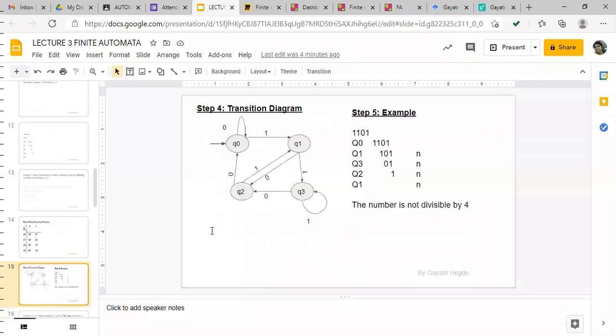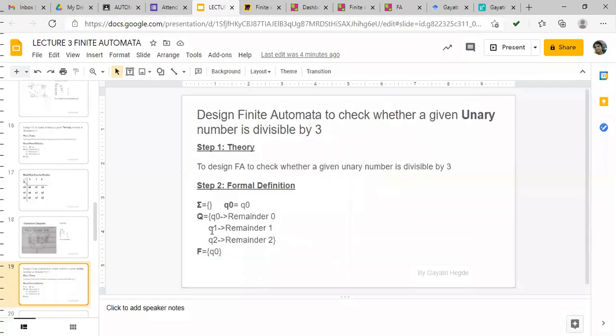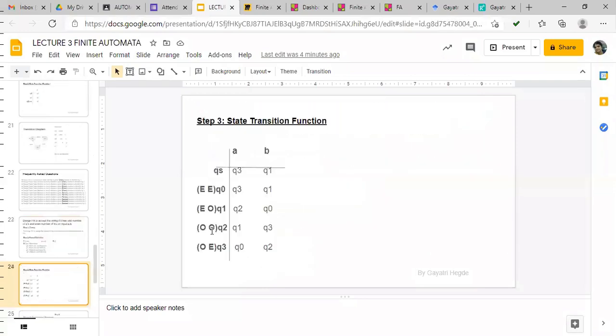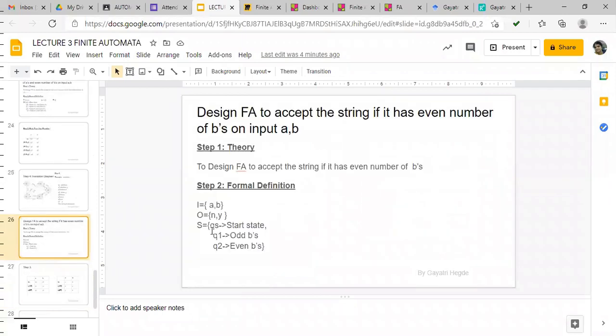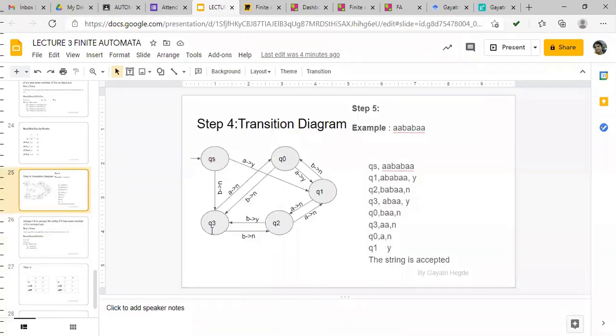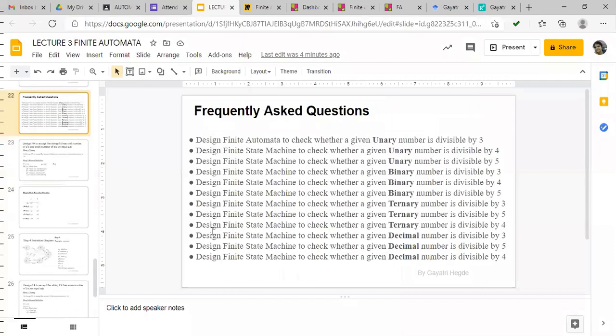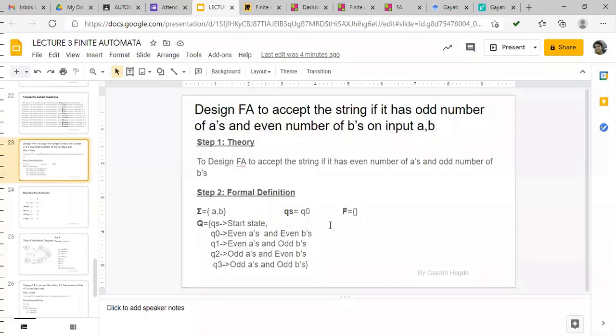I hope there is no doubt asked by you people. So we'll move on. Fine. So we'll move to our next example. Students, please pay attention from here that the input is string. Input is string, not numbers.